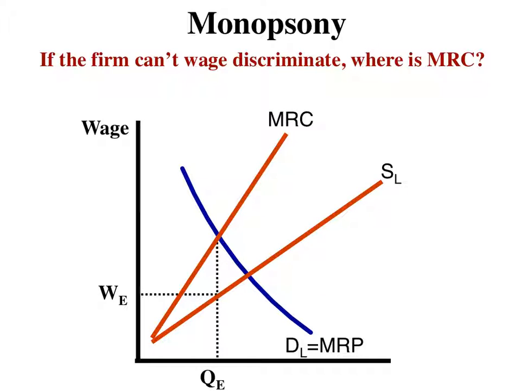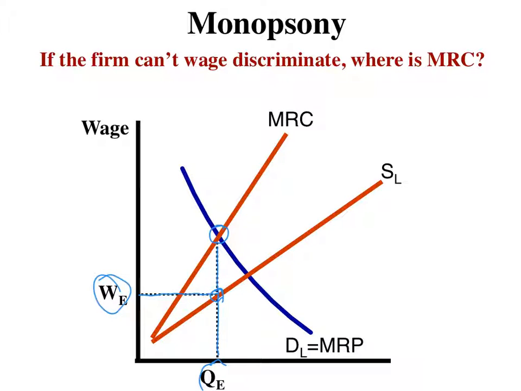Firms will hire where MRC equals MRP, or MR equals MC, which we know is what they do all day long. So their hiring choice is here. That's the quantity that they're going to hire. But the wage they're going to pay is wherever the vertical line representing the quantity hired, where MRC equals MRP, intersects with the supply curve here. So the wage ends up being WE.